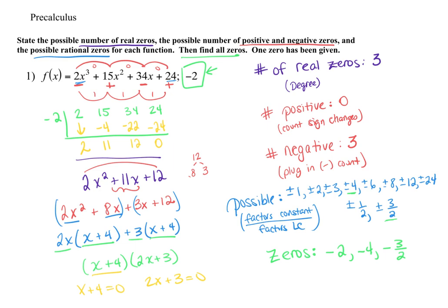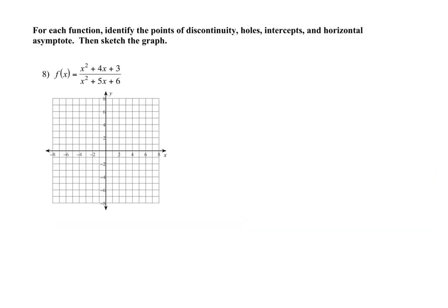Make sure you list it out and that you have accounted for all the pieces that it's asking for. Function, it says identify the points of discontinuity, which are your holes and your asymptotes. So on your quiz, it's actually going to list it like it did on the handout that I gave you. It's going to say holes, vertical asymptotes, horizontal asymptotes, and intercepts. So it's going to ask for all of those.